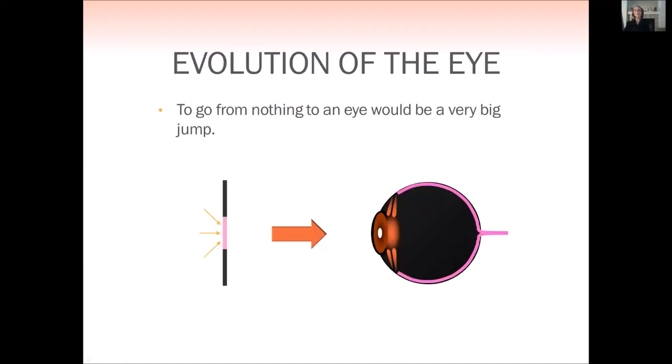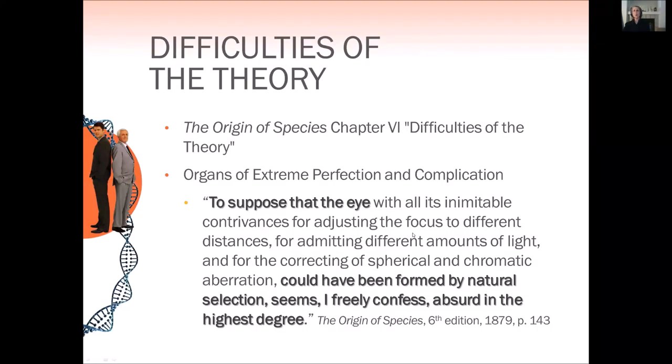Now let's talk about evolution of the eye. To go from nothing to an eye would be a very big jump. And even if you have a little eye spot that has some photoreceptors, to evolve from a little eye spot to the complex vertebrate eye would be a huge jump. And so Darwin actually recognized that this is one of the difficulties of his theory of evolution by natural selection.